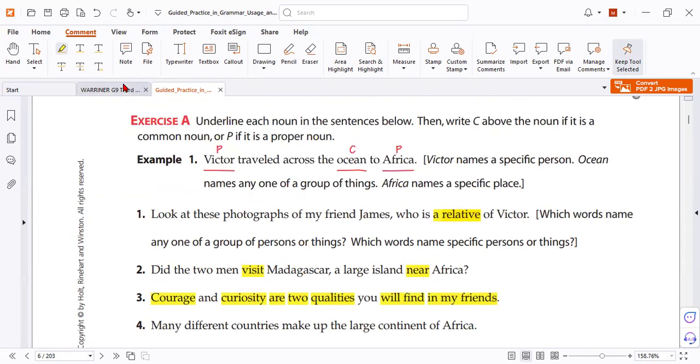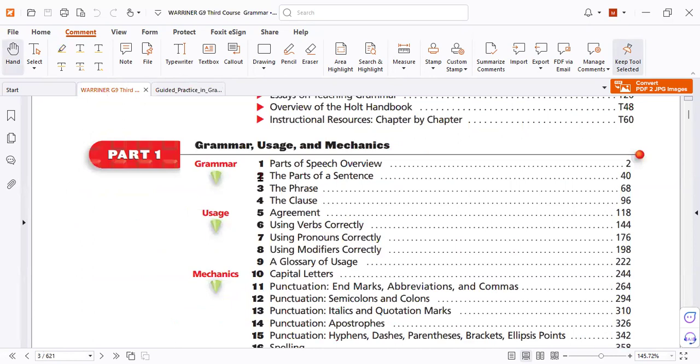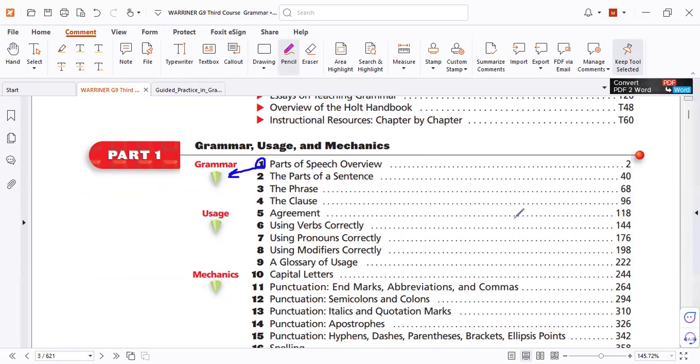Okay, so no problem. We are going to revise right now the parts of a sentence and then phrase, clause, and then continue. But I will leave this chapter for you. Each chapter I will leave it for you because it's very easy. You can revise this part alone. Now we're going to start with number 2, here, page 14.